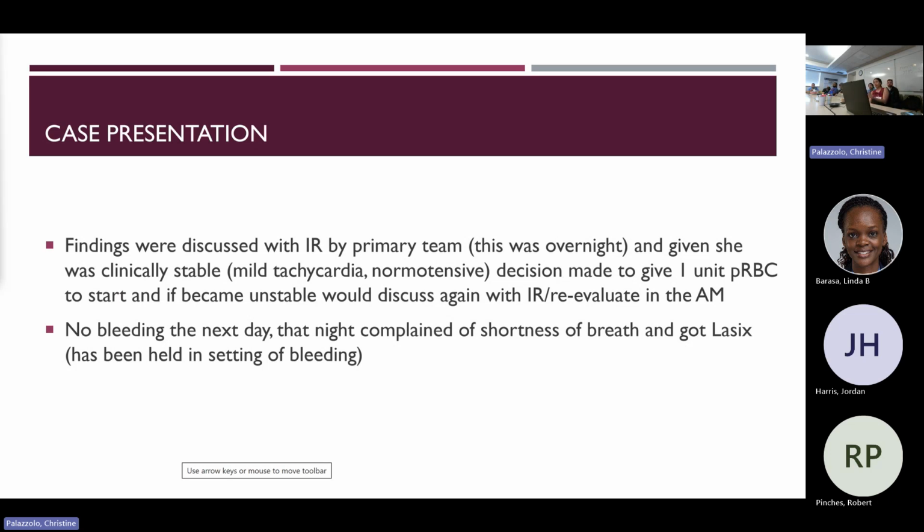She wasn't bleeding the next day, so we kind of held off again. But she did complain of shortness of breath overnight, and the attending overnight gave her some Lasix because that's something they had been holding, right, in the setting of GI bleed.